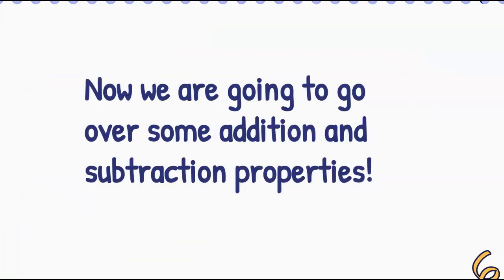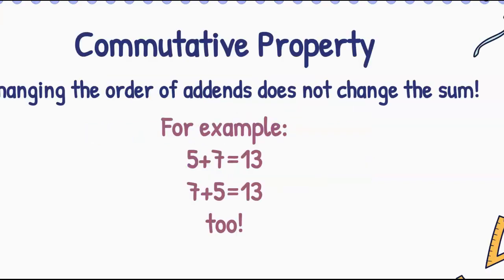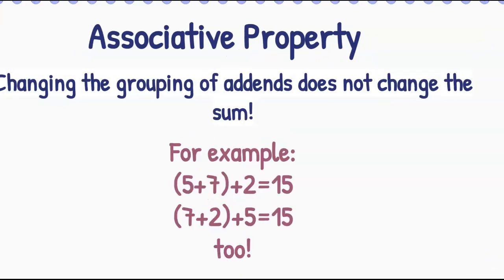So now we're going to learn some addition and subtraction properties. Our first one's commutative property, and that's changing the order of addends does not change the sum. So 5 plus 7 is 12, but 7 plus 5 is 12 as well. Changing the order does not change the answer. Associative property, changing the grouping of addends does not change the sum. For example, 5 plus 7 plus 2 is 14, and 7 plus 2 plus 5 is also 14. So changing that order really doesn't change the answer, and that's important to know when learning harder math.